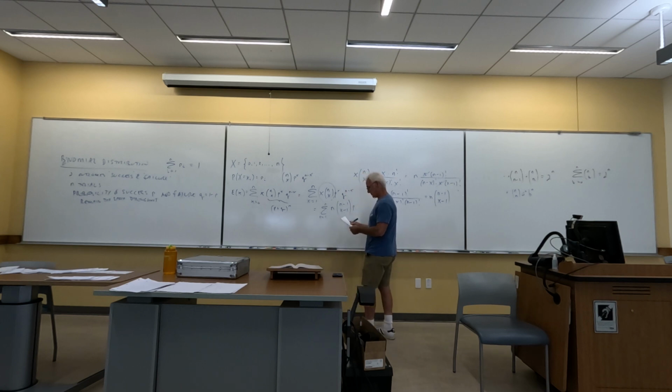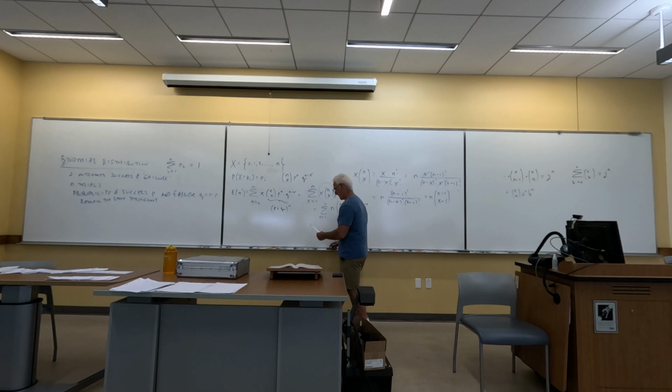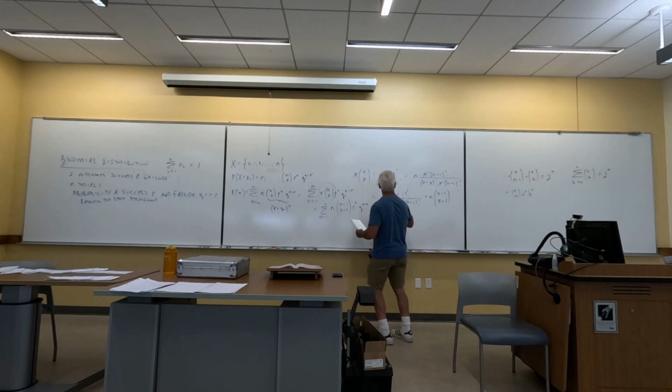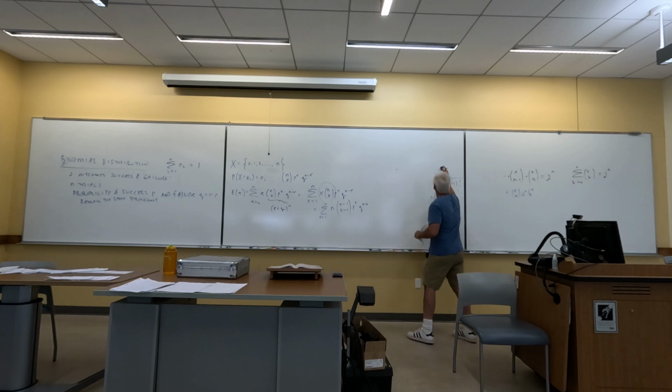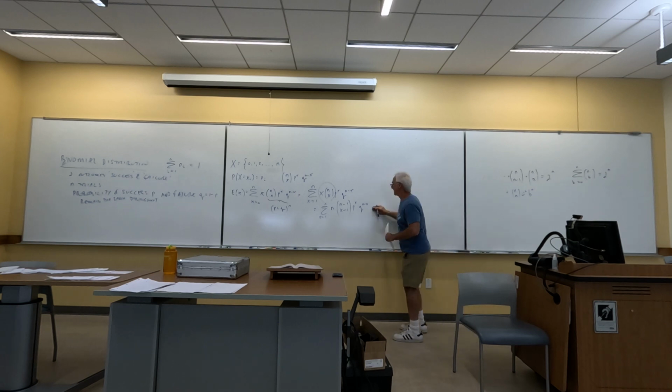And then, hold on, make sure I've got everything. Yes. And then that's p to the x and q to the n minus 6. Okay. I'm going to erase this now because I've derived that. You see that. Now, next clever step.